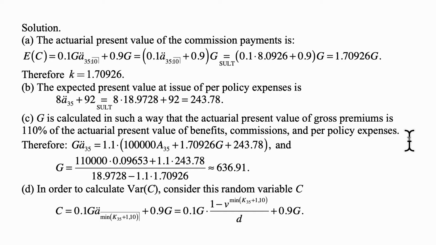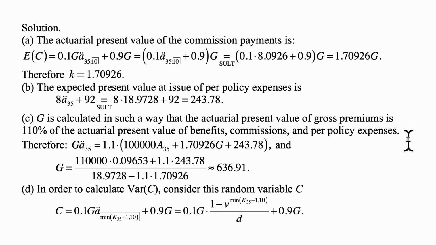Now, for Part C, G is calculated in such a way that the actual present value of gross premiums is 110% of the actual present value of benefits, commissions, and per policy expenses. Therefore, G times ä35 is equal to 1.1 times [100,000 A35 benefit plus 1.70926 G, which is the actual present value of the commission payments we just calculated, plus 243.78, which is the expected present value at issue of per policy expenses, we just calculated]. And this is an equation in which G is the unknown.